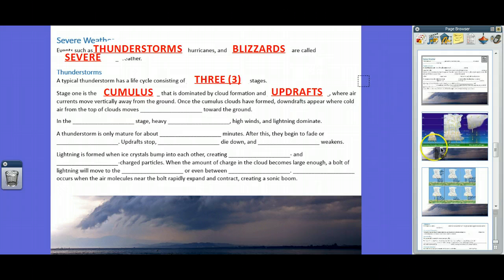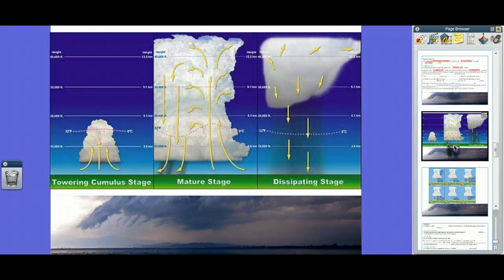What happens, let's look at this right here. This is the cumulus stage. You have warm air pushing up, usually associated with a low pressure system. Okay, this warm air gets pushed up, and as it cools, it starts to condense and form clouds. And especially as a front moves, you have a lot of air in a lot of places, and you have a lot of wind, so it builds up.